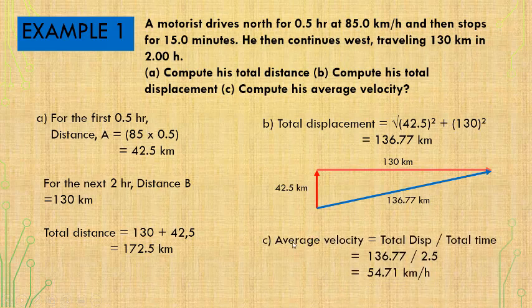And the last one is the average velocity. It is the total displacement over total time. So we get 54.71 kilometers per hour.